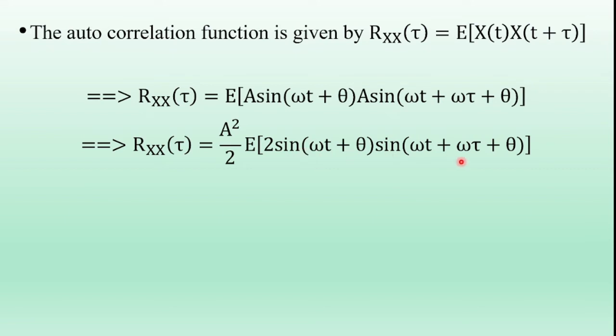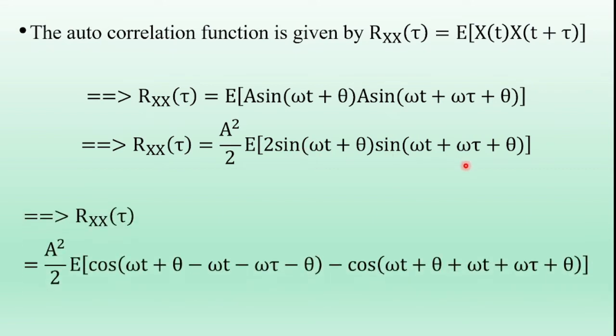So this within the bracket term is the 2 sin A sin B. The expression of 2 sin A sin B is cos of A minus B minus cos of A plus B, where this is the A value and this is the B value. Which is equal to A square by 2 into expectation of cos of A minus B.